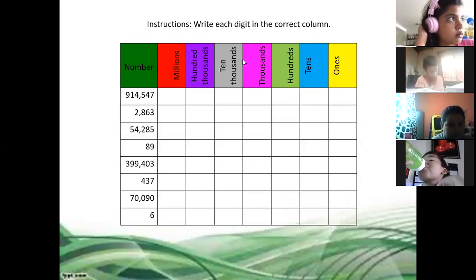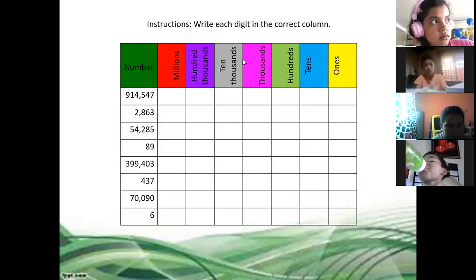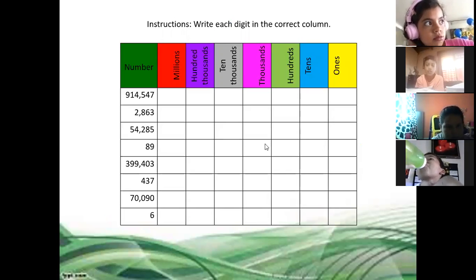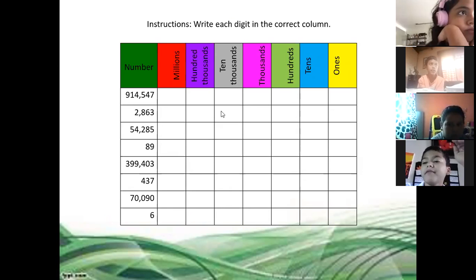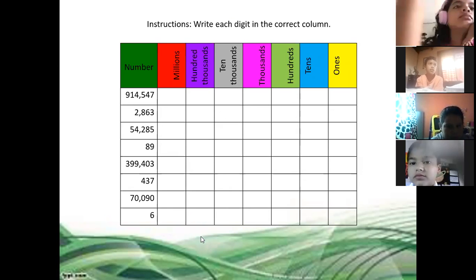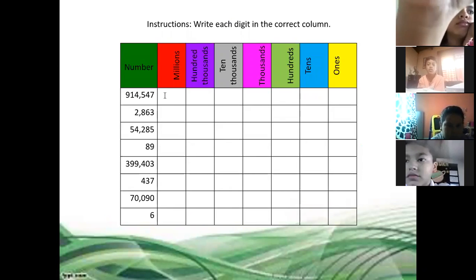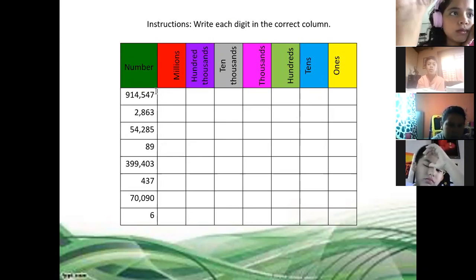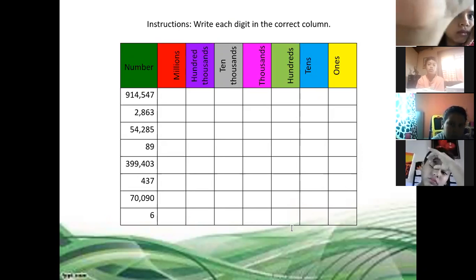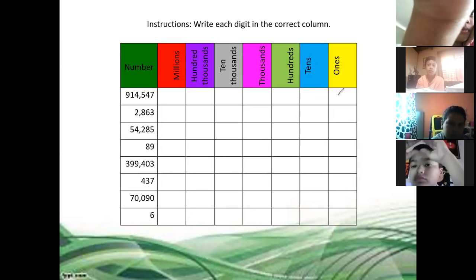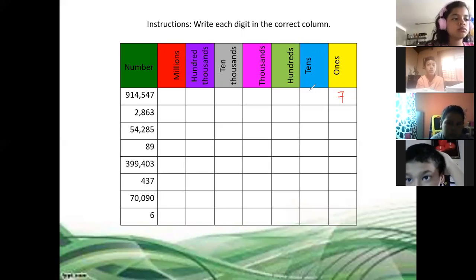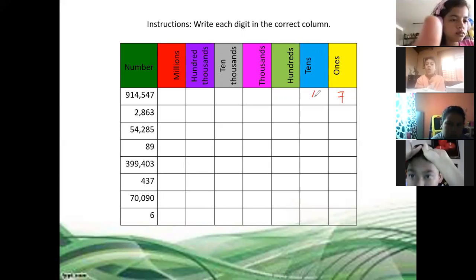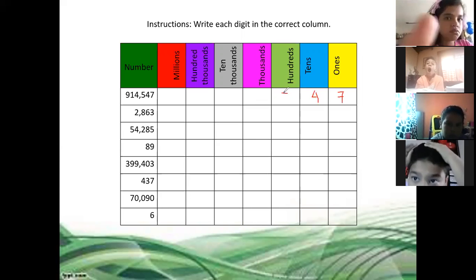Now, let's do this exercise. According to the chart, we have to write the number in the correct position, in the notebook, please. How are we going to do it? Let's begin by writing the last number at the right. The last number, okay? See?